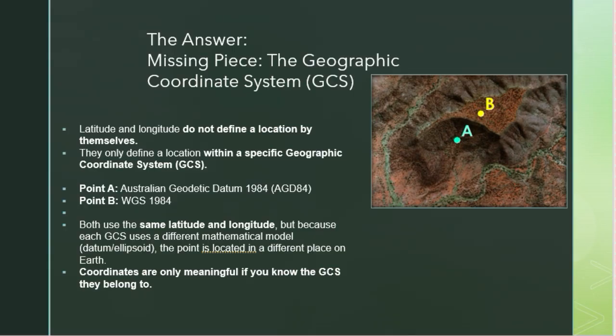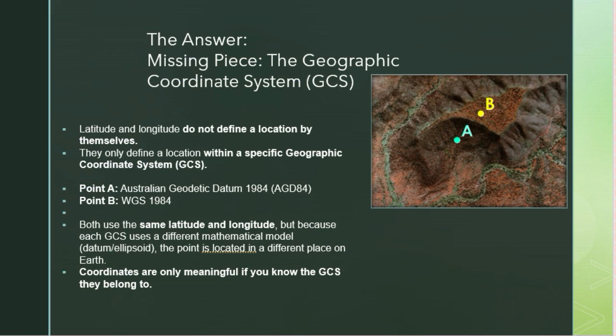So when we think of latitude and longitude, we usually assume they're enough to identify a location, but they're only part of the story. Think of lat and long like a street address. If I tell you 123 Main Street, you still need to know which city I'm talking about, right? It could be in multiple cities across the US. In GIS, latitude and longitude work the same way. You also need to know which geographic coordinate system those coordinates belong to.